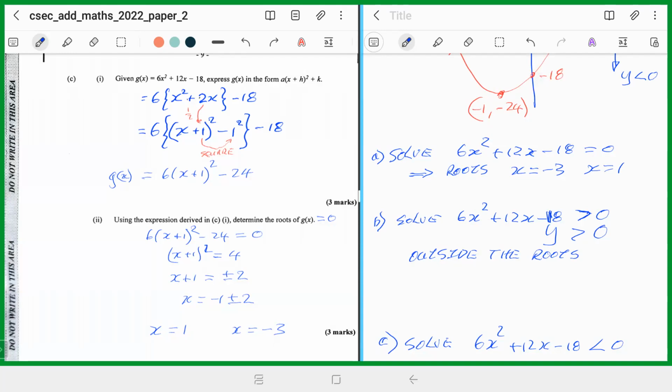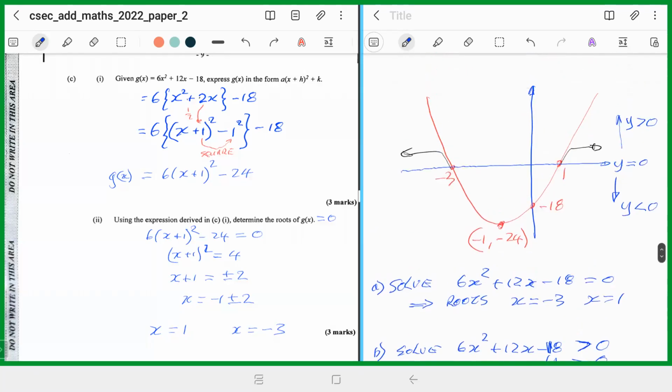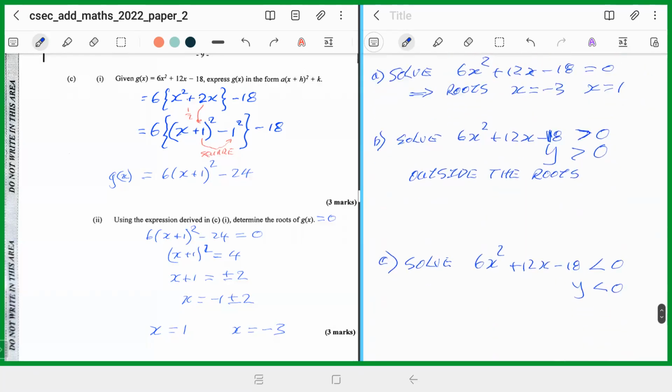Roots themselves, if you solve the equation where the quadratic is equal to 0, then you have the possibility of getting outside the two roots or between the two roots. And that depends on whether you have a smile function or a frown function. So I want to use a sketch method to answer this all the time. A sketch method.